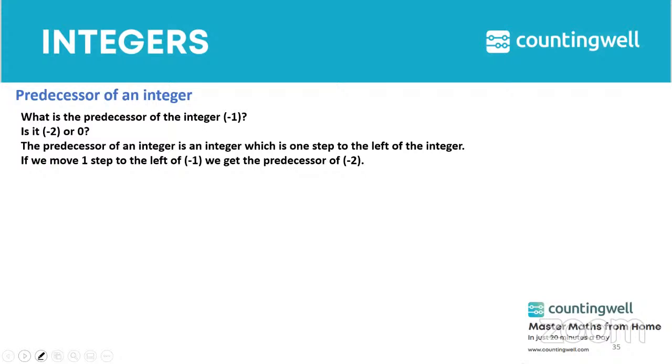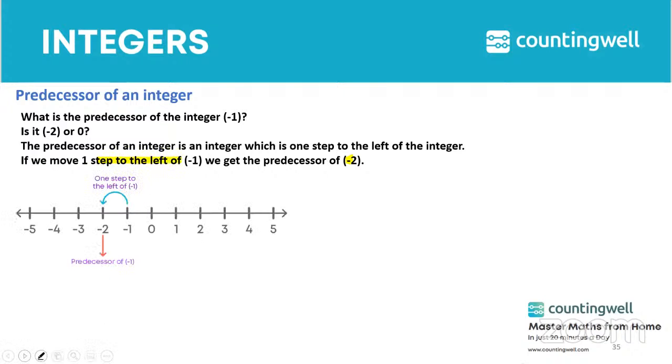Predecessor of an integer. So predecessor of integer -1 is -2 or 0? Whenever you're finding the predecessor of -1, you're moving one step left. So one step left of -1 is -2. So predecessor of -1 is -2.